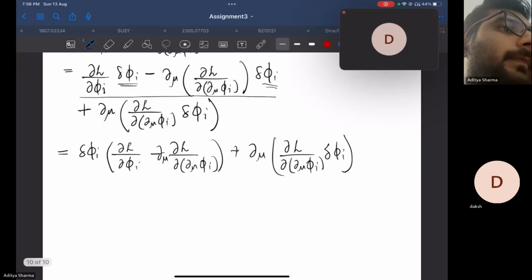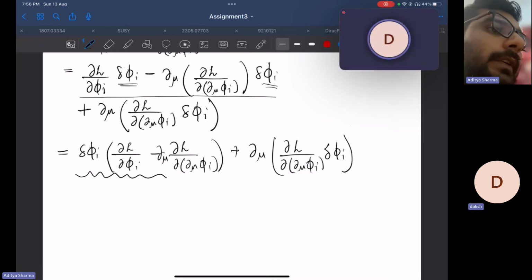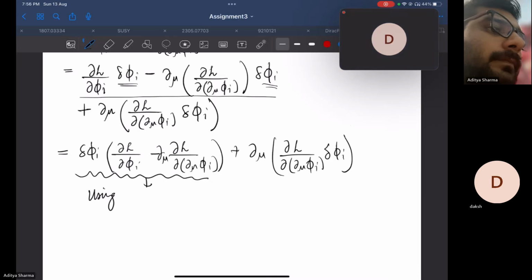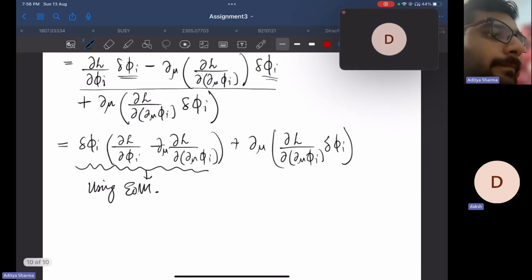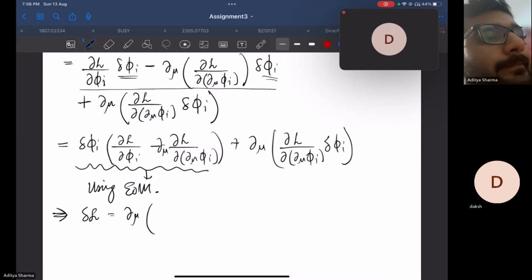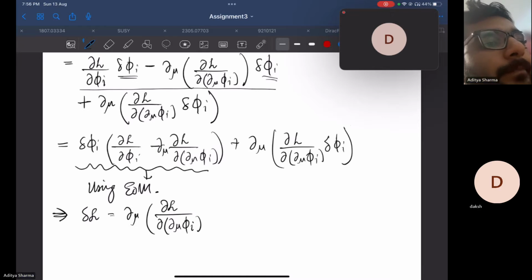And if you use the equation of motion, we have this part to be 0. This implies delta L is equal to dou mu, dou L, dou mu phi I, delta phi I.